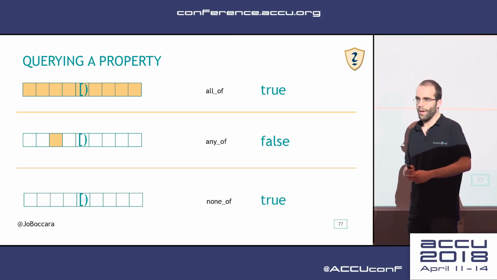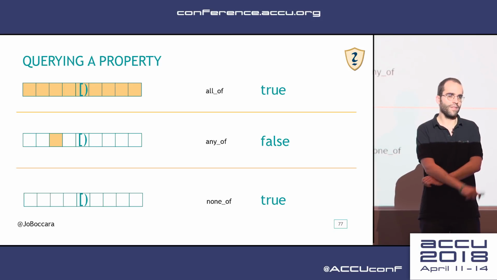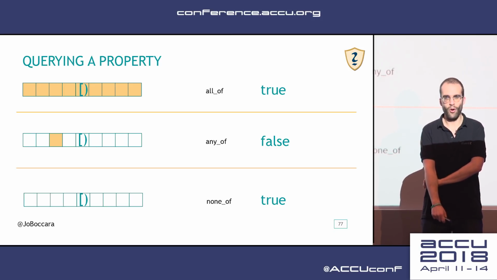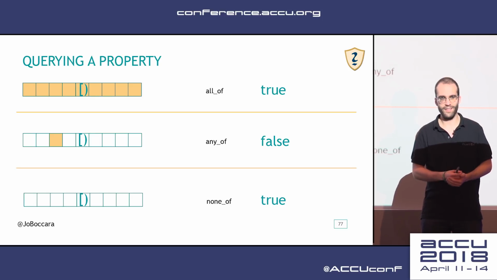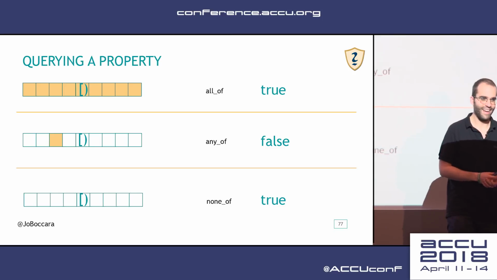Now we can wonder what happens if we pass an empty collection to all of. What do you think? There are only 2 possible answers, so you've got 50% chances of getting it right.